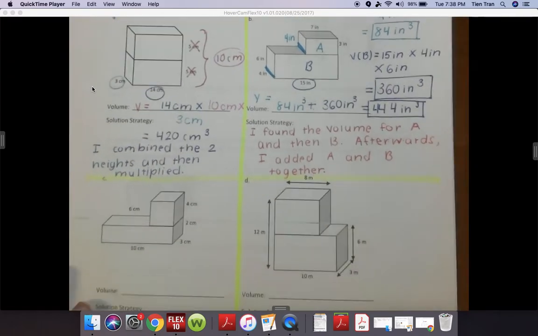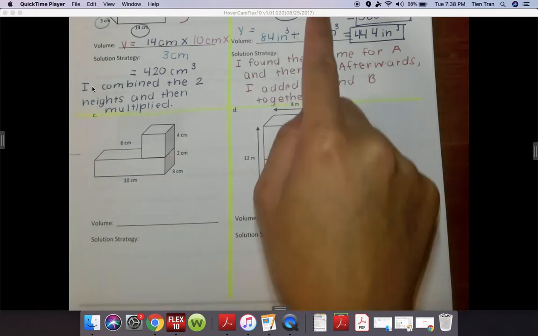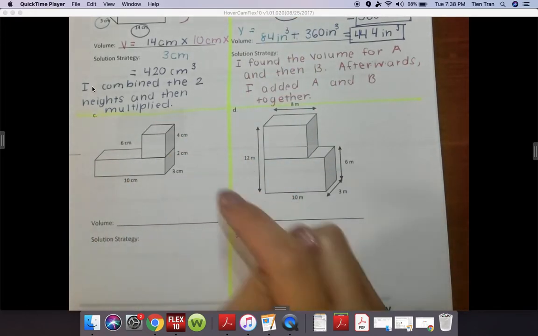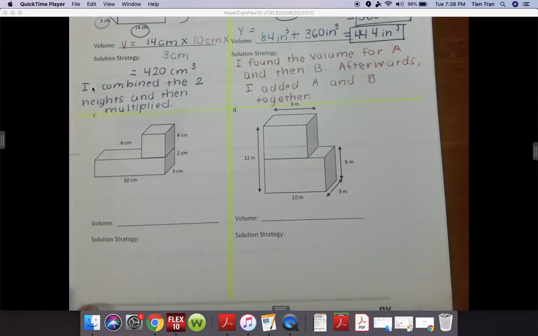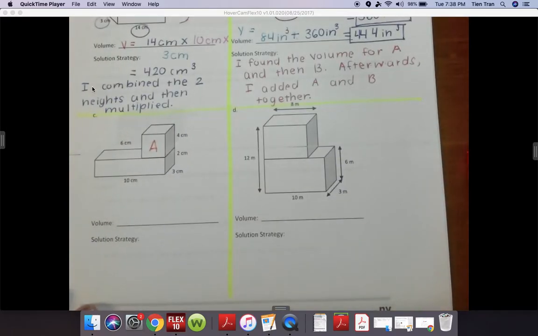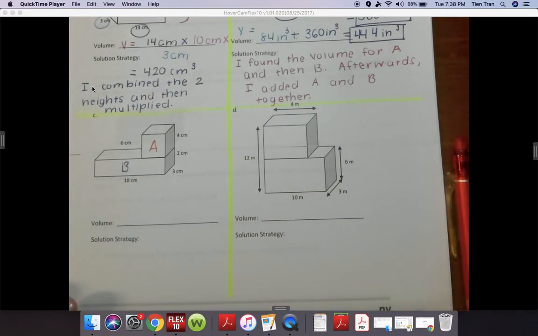Okay, now I'm going to move on to problem C. Problem C is very similar to problem B earlier, so same thing. I'm going to find the volume for each of them, and then I'm going to add it together. So this is going to be for that. I'm going to label that as A, and I'm going to label this one as B, so that you guys can see what I'm calculating for, and it's not confusing.